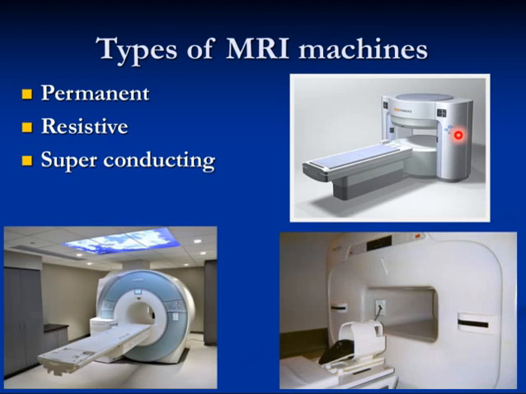The advantage of the permanent magnet is that it doesn't need helium. It doesn't need electricity. It works on like 8 or 10 amperes, very, very low energy. The disadvantage is that you cannot make more than 0.4 Tesla.